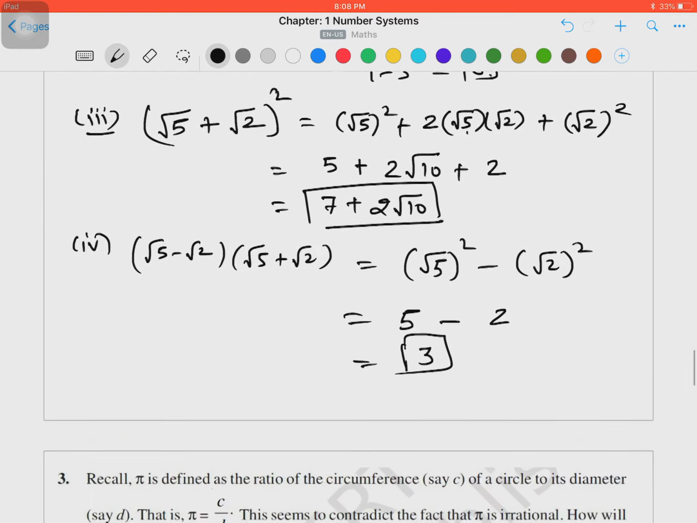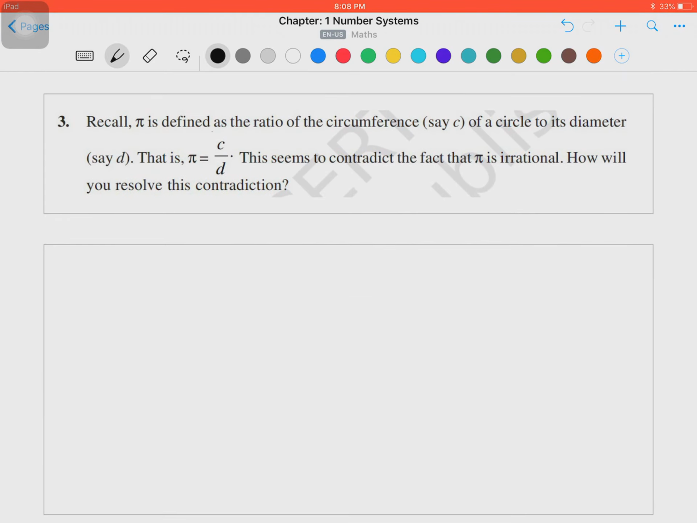Okay, moving ahead. Next: recall pi is defined as the ratio of the circumference, say c, of a circle to its diameter d. That is, pi is equal to c by d, where c is the circumference and d is the diameter. This seems to contradict the fact that pi is irrational. We know that pi is an irrational number, but here we have pi equal to c by d, and you may think that c by d is in the form p by q, so it should be a rational number, while pi is irrational. So you are asked, how will you resolve this contradiction?